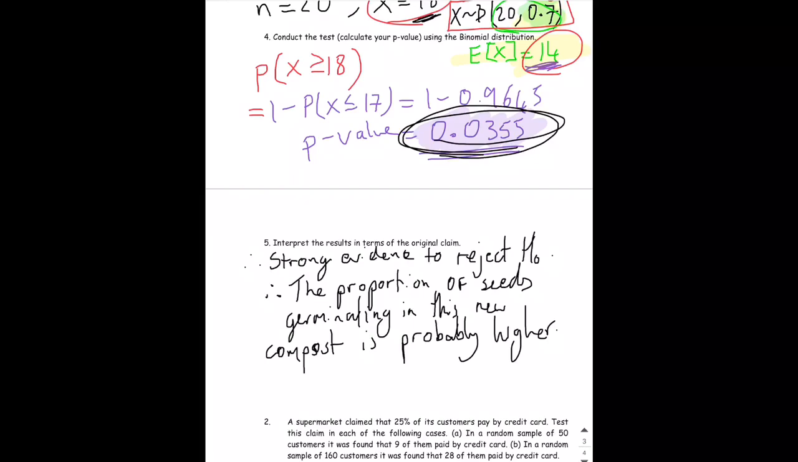Again, that doesn't say that it's definite, because it's still a 0.0355 chance that H naught is true, though this is regular compost. We just think that that's too unlikely. So therefore, the proportion of seeds germinating in the new compost is probably higher than 0.7. We should have been expecting more to germinate in the first place.